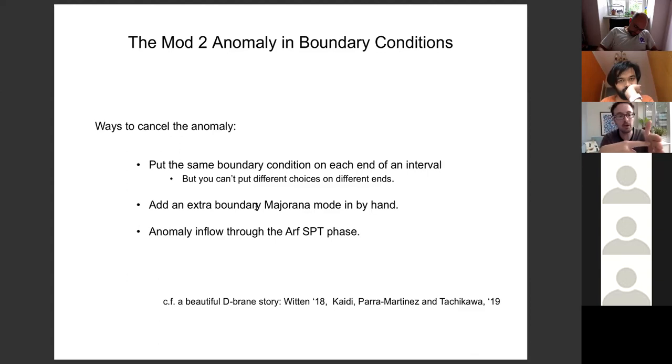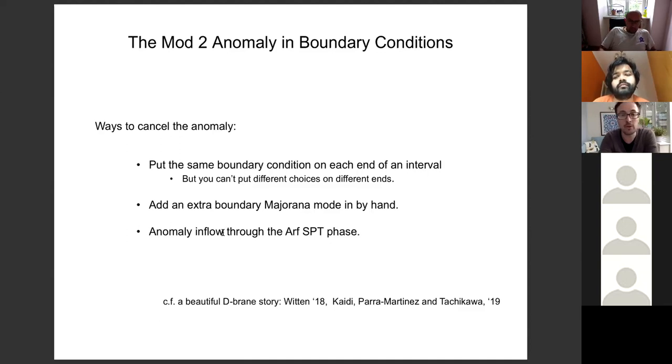If you have a single Majorana mode here, you could just add by hand another Majorana mode, which is localized on the boundary. It seems trivial, but we'll actually see examples where these kinds of things are generated dynamically as we go on. Finally, there's a lovely way to cure this, which I'm going to skip over a little bit because it's not really relevant for this talk.